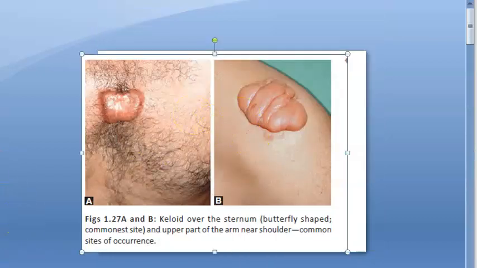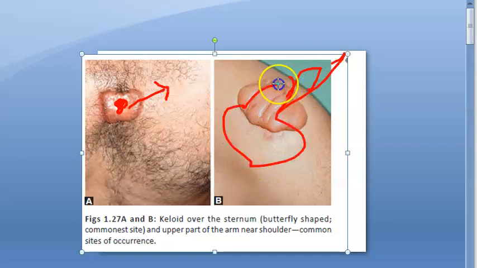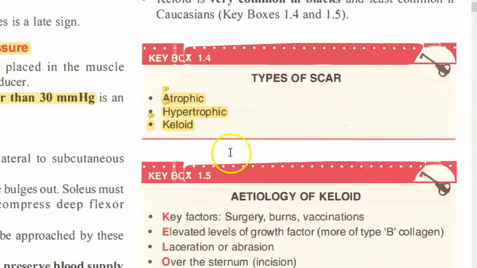Okay. Now look at what keloid is. Keloid is beyond the area of wound. It is going beyond that. Okay, so you can see this is a keloid. It is going beyond your wound margin. So did you understand atrophic, hypertrophic, keloid? Atrophic, it is opposite of hypertrophic and keloid. That much you have understood, right?